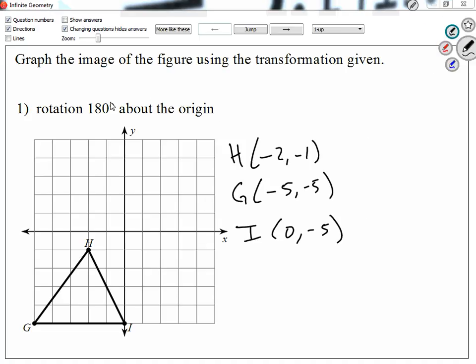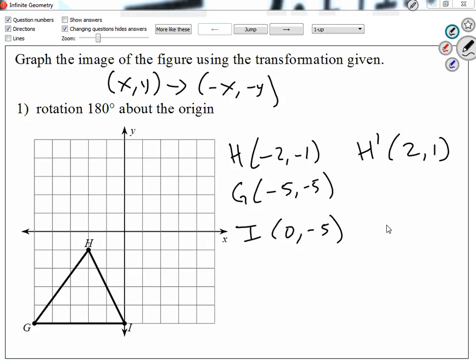I know for 180 degrees about the origin, we learned that x, y becomes negative x, negative y. So for H prime, I'm going to get positive 2, positive 1. So it's basically the opposite. Opposite sides. 180 degrees is opposite sides. For G prime, I'm going to get 5, 5. What do you guys get for I prime? 0, positive 5.